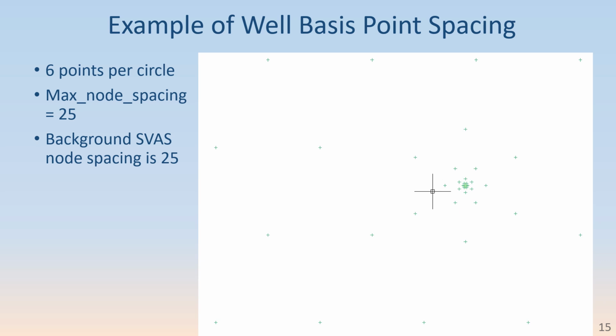Here's an example of well basis point spacings. Again, these green pluses are the basis points. Out here is the ambient background spacing, and here's a pumping well. From here on in, the basis points are governed by the well basis point spacing, which has a maximum spacing of 25, equal to the spacing in the background out here. And these rings of 6 basis points keep getting finer and finer as we approach the well screen inside there.